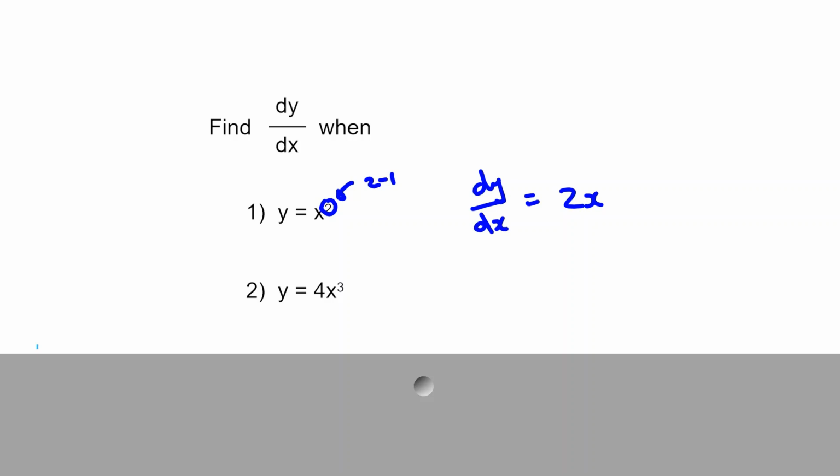Another example, we've got y equals 4x cubed. So let's find our dy by dx. We multiply by this power. So we've already got 4 out the front, we're now multiplying by 3. So 3 times 4 is 12. And we take our power and we subtract 1 from it. So 3 subtract 1 is 2.